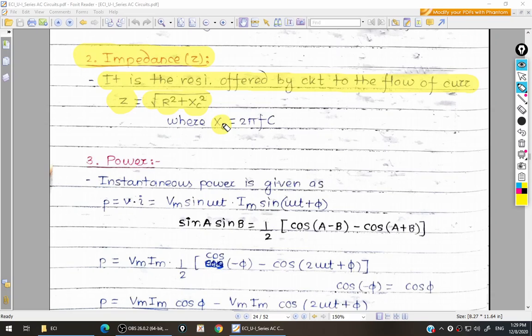So what is your reactance? Xc is 1 upon 2 pi F C. Okay, so Xc is 1 upon 2 pi F into C. So this is nothing but your impedance.